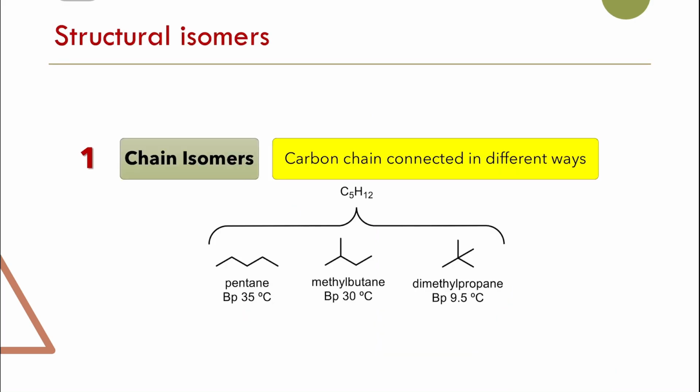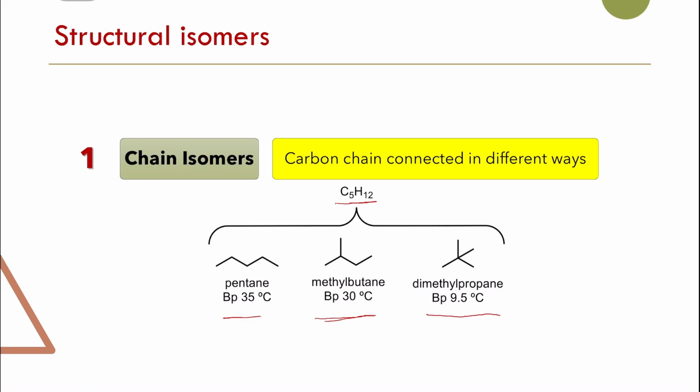So let's have examples and see what the different types of structural isomers are. There are three classes of structural isomers. The first one is chain isomers. Chain isomers are different compounds that have the same molecular formula, but the carbon chain connection is different between one compound and the other. An example is compounds that have the molecular formula C5H12. We can have pentane, we can have 2-methylbutane, and we can have dimethylpropane.